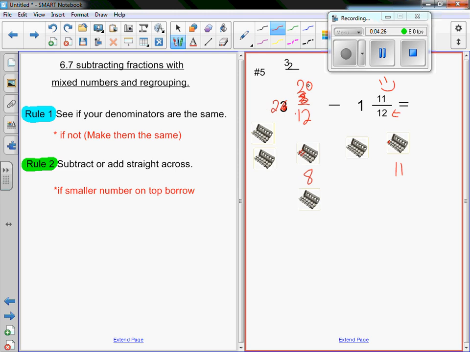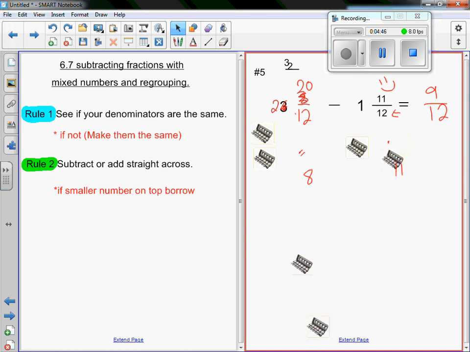So then I take 20 minus 11. I'm going to take out of this 20, get rid of 11. 20 minus 11 is 9. It's still out of 12, so the 12 doesn't change. I'm going to get rid of those, got rid of 11, now I have 9. I still have my 2 whole cartons, and I'm going to get rid of 1. So 2 minus 1 is 1. If I got rid of 1, bam, 1's gone. I still have my 1 left. That gives me my end fraction, which is 1 and 9/12.